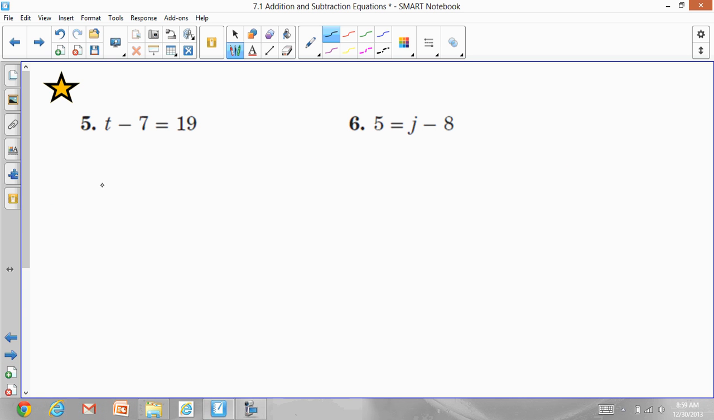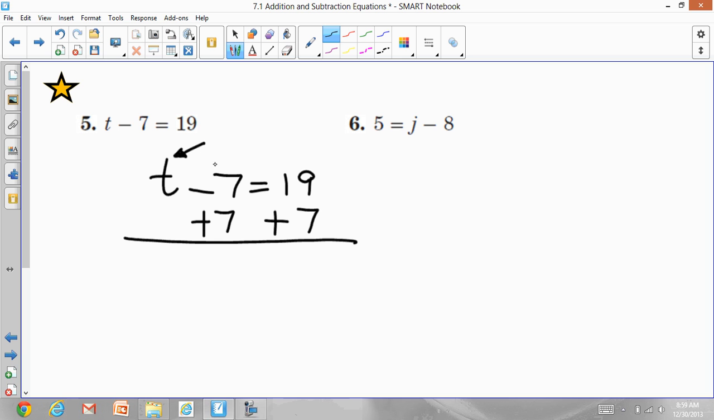Question number 5, copy this down in your notebook. So you have t minus 7 equals 19. You want to solve for the variable, which means you want to find what t is. Now if you look at this question, t minus 7, in this case you are subtracting 7 from t. The opposite of subtracting 7 is you add a 7 to this side and you add a 7 to this side. Whatever you do on the left side of the equal sign, you do the same thing on the right side of the equal sign.